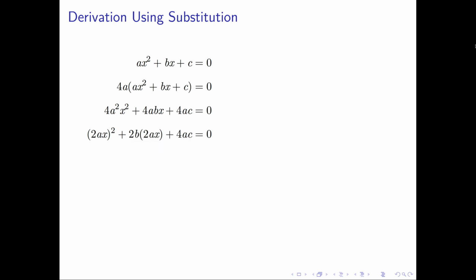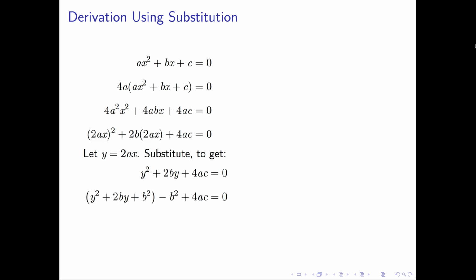Now we're going to make a substitution. We're going to substitute y for 2ax. And when we do that, the equation above converts to y squared plus 2by plus 4ac equals 0.